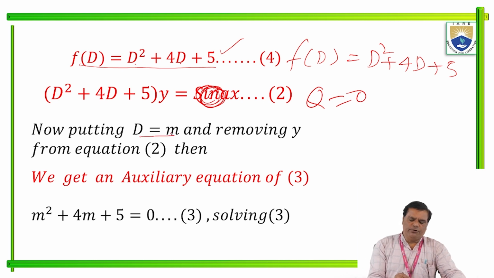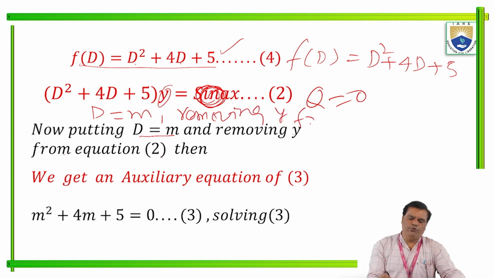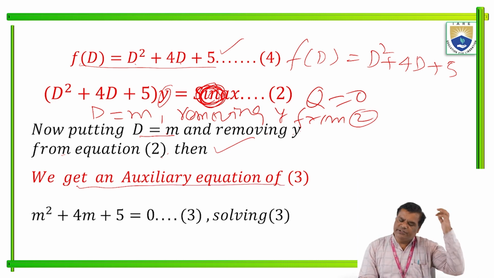Now putting D equal to m and removing y from equation 2, here this function should be 0, sin ax is 0. So now putting D equal to m and removing y from equation 2, we get an auxiliary form of equation 3.